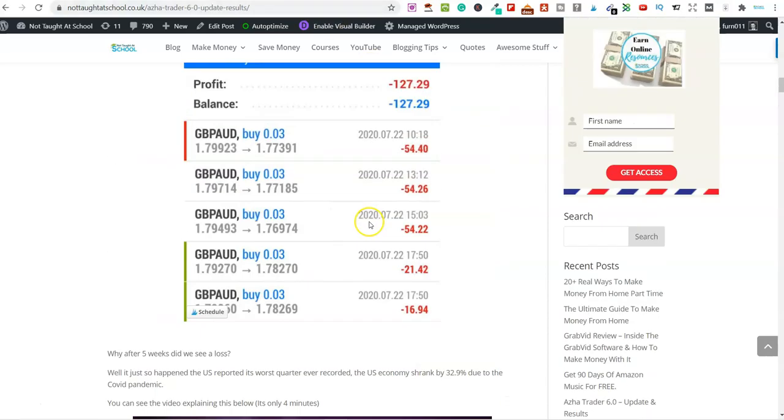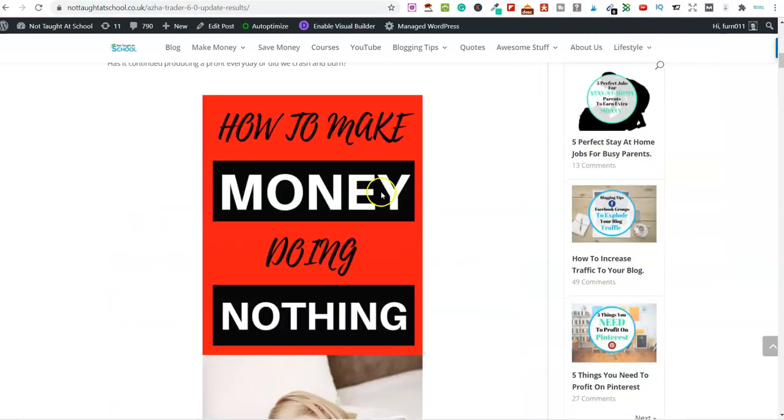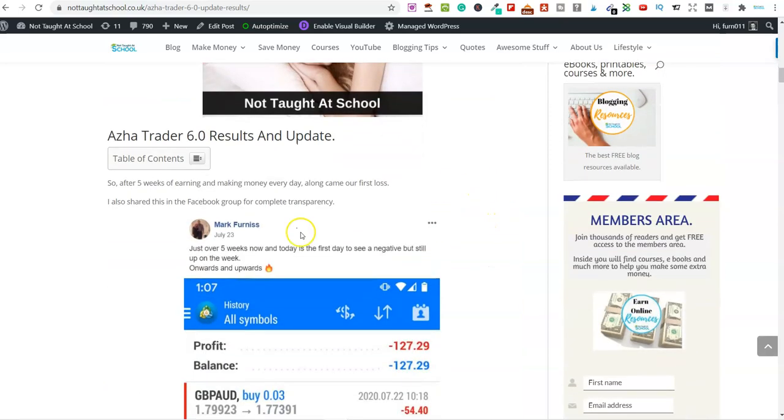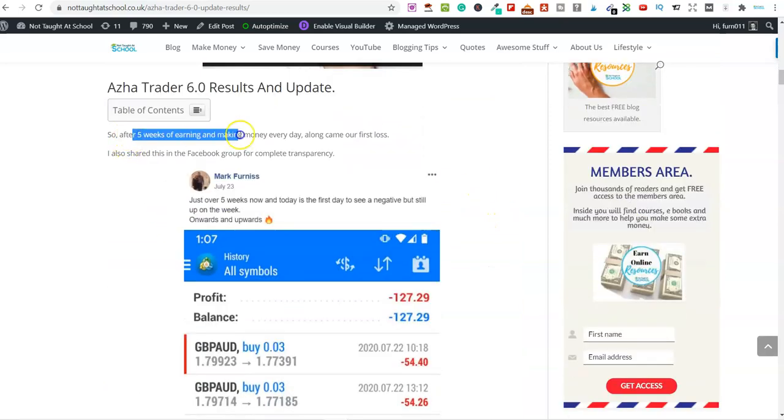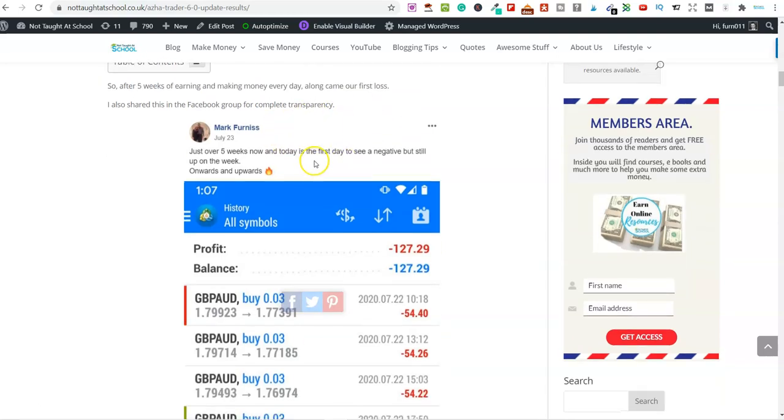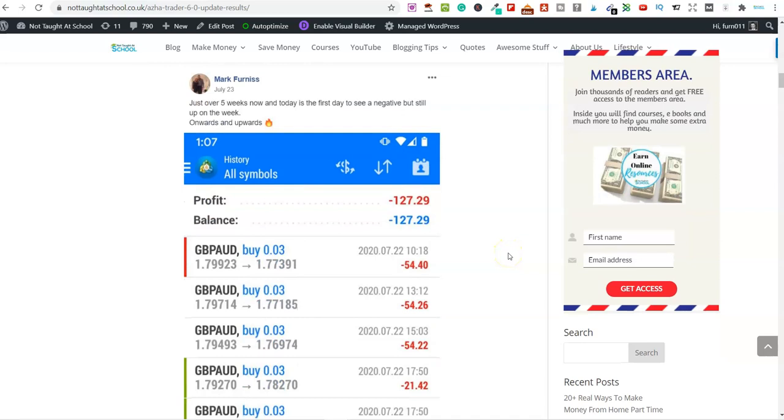But then in my update and results, I actually also shared where I had my first losing day, and you can see. So it was after 5 weeks of using the software that our first loss came along. And I shared this in the Facebook group as well, so everyone could see this. So my first losing day was $127.29. Although it was a negative on the day, I was still up on the week.